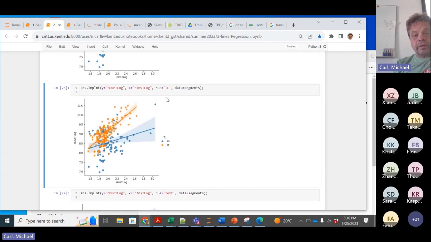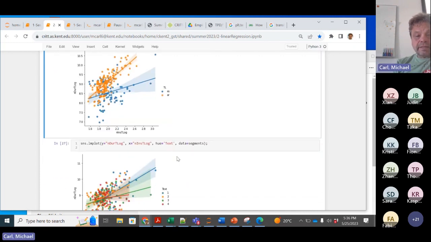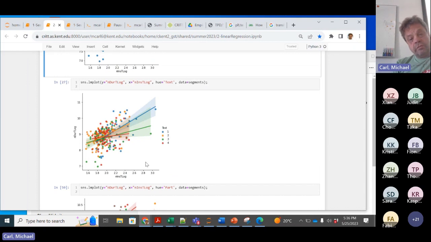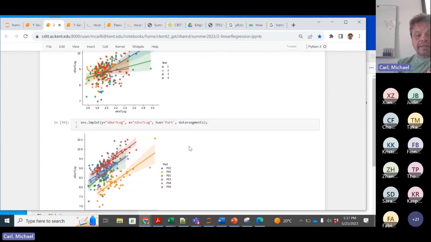Okay, so we can look at the texts instead of the languages, and here it doesn't seem to make much of a difference. Some texts have a slightly steeper slope, the other a bit flatter, but the error margin is quite big and overlapping, so that doesn't seem to be a very interesting result.